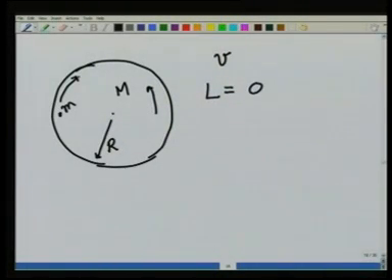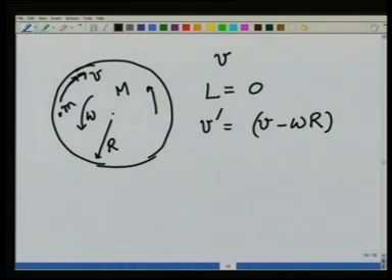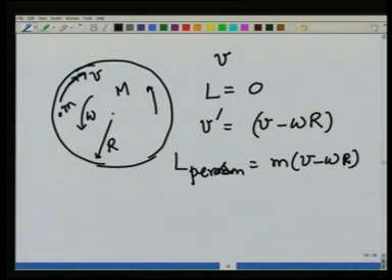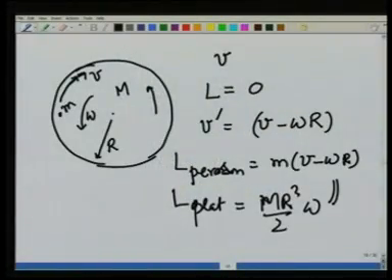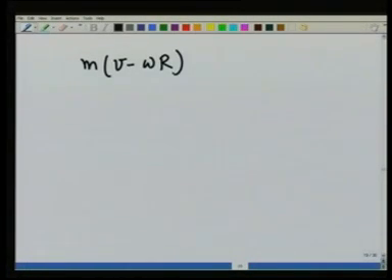If the person moves with respect to the platform in this direction with v, the platform starts rotating the other way with omega, so that the net velocity of the person with respect to ground is going to be v minus omega R, and therefore, the angular momentum of the person is going to be m times v minus omega R. On the other hand, the angular momentum of the disk in the opposite direction of the platform is going to be M R square by 2 times omega, because this platform is like a disk, and the two should be equal in magnitude because they are opposite in direction, so that the net angular momentum is 0.